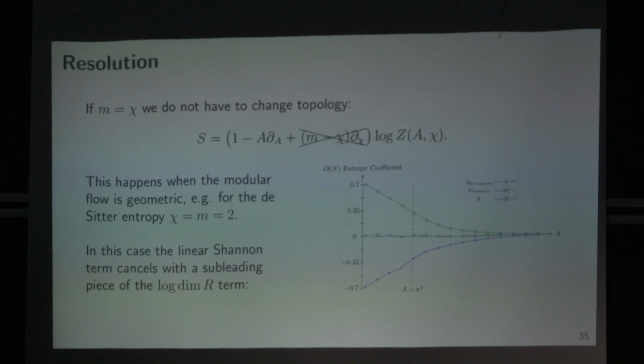So what happens in that case? Well, if m equals chi, there's basically only one case like this, and that's the de Sitter entropy, where chi equals m equals 2. And there, what you find is that indeed the Shannon entropy is order n, but it cancels precisely against a subleading term in this log dim r. So the log dim r, although it's order n squared, also has a subleading term, and that's what's plotted here.